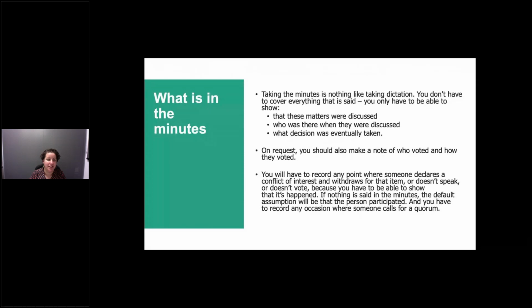You will have to record any point where someone declares a conflict, as I mentioned earlier. So when they've left the room, when the matter that they had the conflict in is discussed, and when they return. And you would also record if somebody called for a quorum.